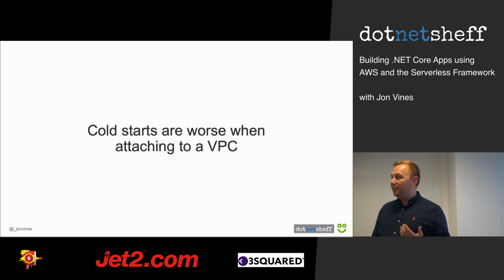And finally, cold starts are worse when you attach it to a VPC. So a VPC is your virtual private cloud. If you're accessing things like databases where you don't have that connectivity out to the whole of the internet, you're going to need to attach your function to a VPC. And that means that your cold starts are going to be exponentially worse. We've seen in some cases this take more than 20 to 30 seconds, which is pretty horrendous.